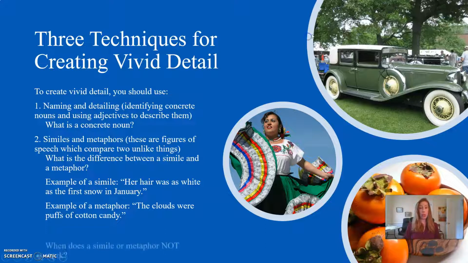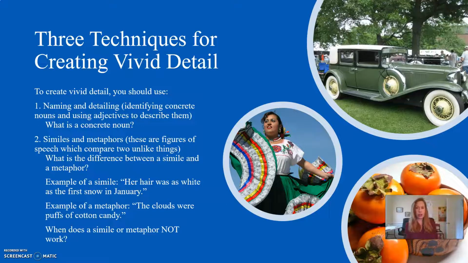Now, one thing to keep in mind, sometimes a simile or metaphor doesn't really work well. It doesn't work well if you're comparing two similar things. Like if you're comparing one kind of car to another kind of car, that doesn't really work. The key is the two things you're comparing have to be very different, like hair and snow or clouds and cotton candy. So they need to be very different things for a simile or metaphor to work.